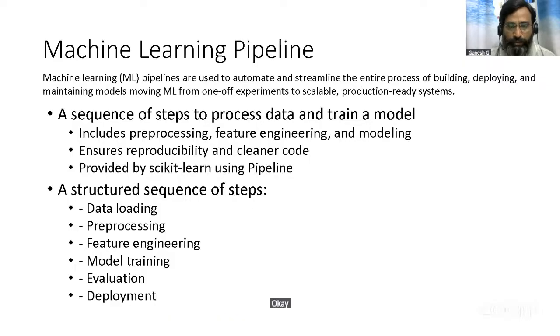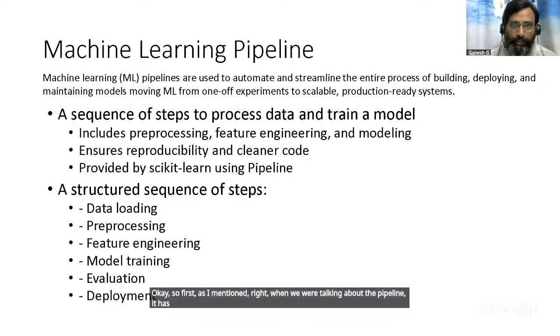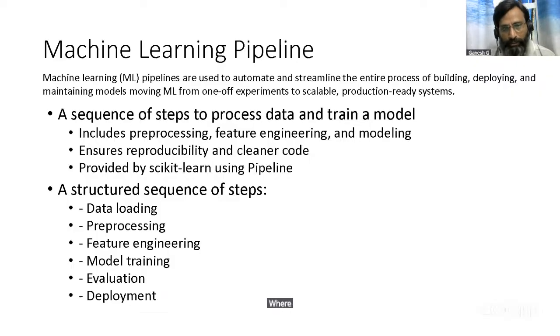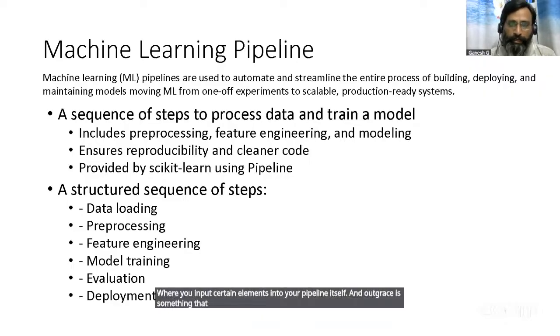Okay, so first, as I mentioned, when we are talking about the pipeline, it has an ingress point and an egress point. The ingress point is where you input certain elements into the pipeline itself, and the egress is what you take as an output, the result of the given pipeline process.